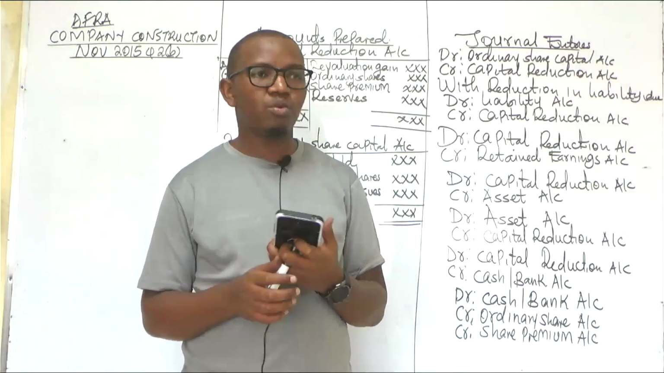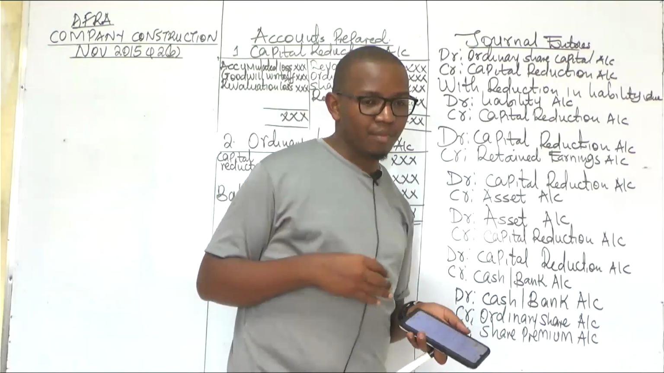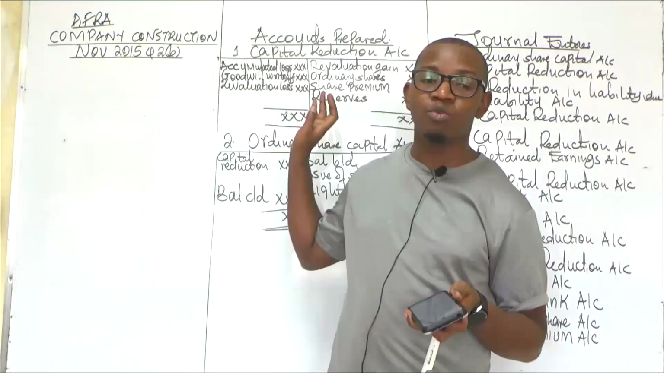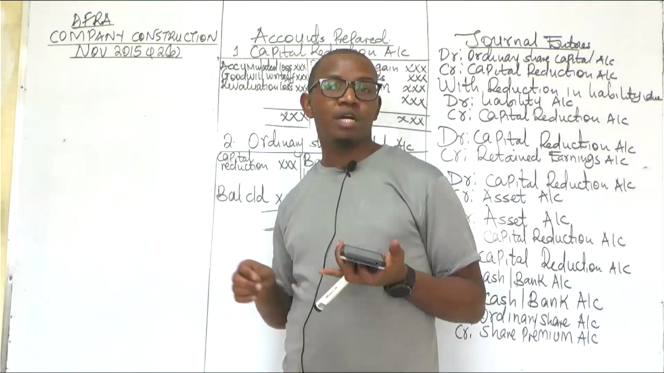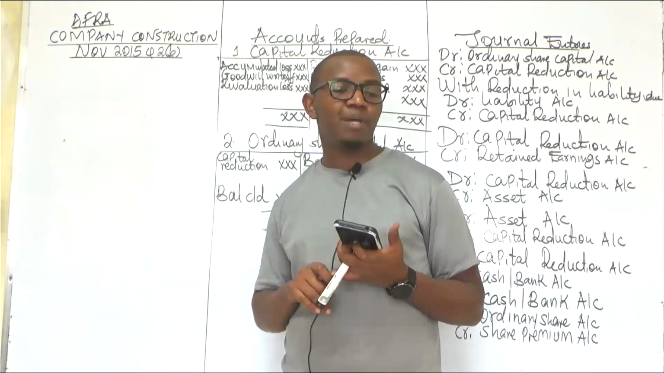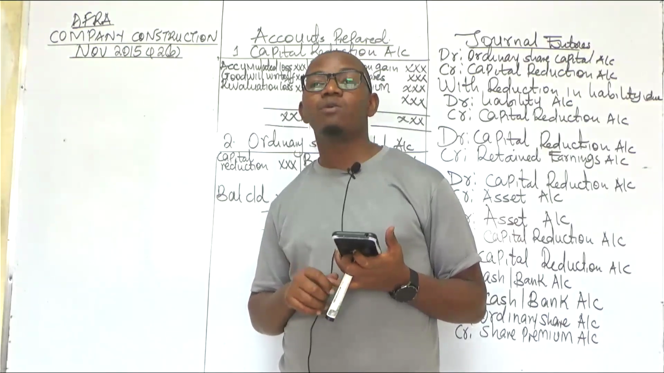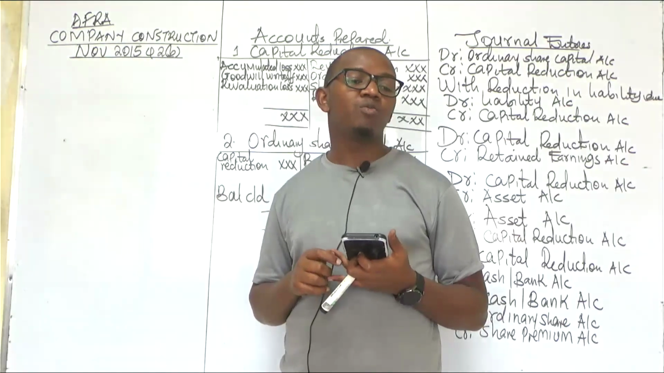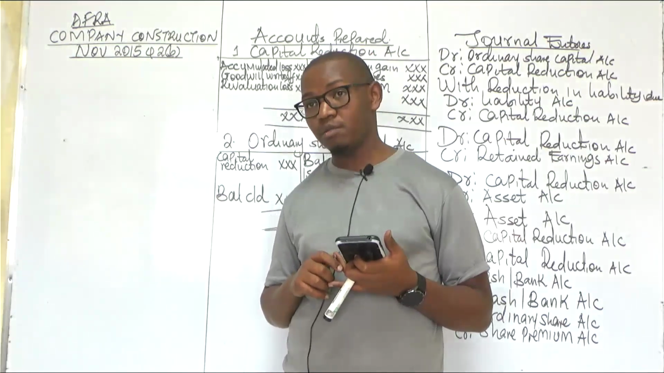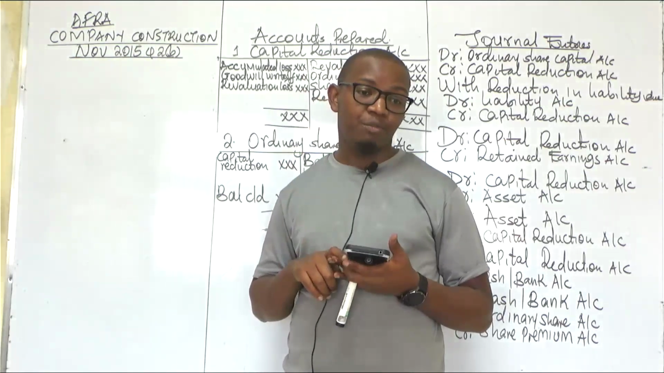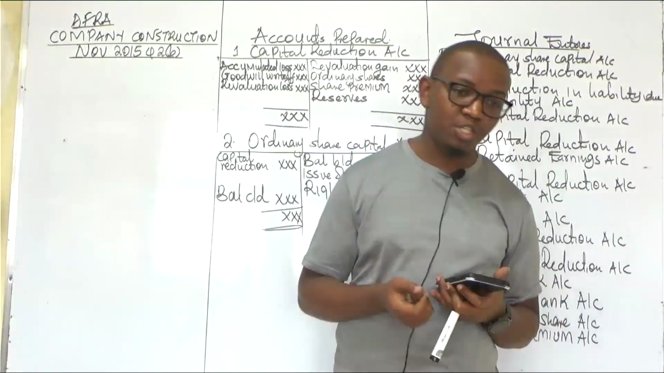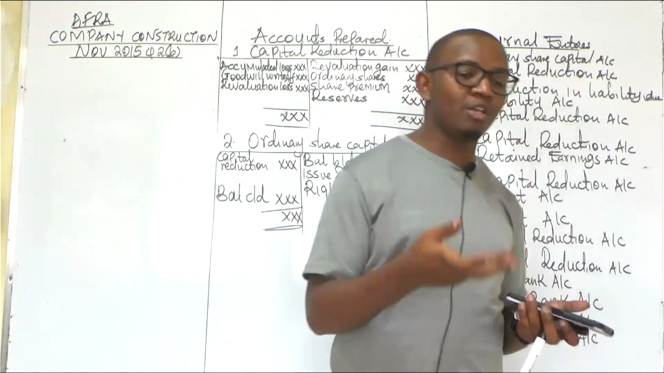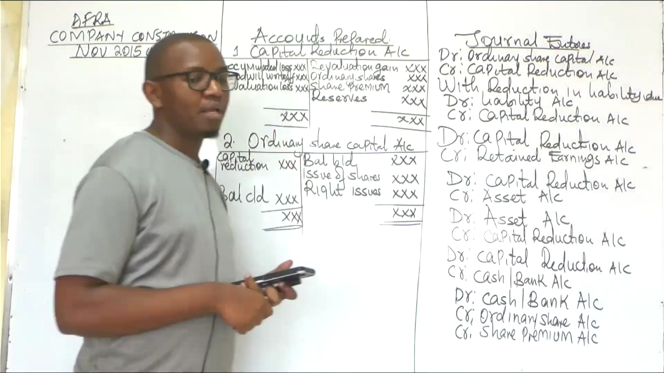So there are only 2 questions there. However, the examiner may ask you 3 things in regards to a question on what we call internal reconstruction. First is to prepare the capital reduction account. Number 2 will be the journal entries. And number 3 will be the revised statement of financial position. Number 4 is just in case, like this one, where you are required to advise the shareholders.